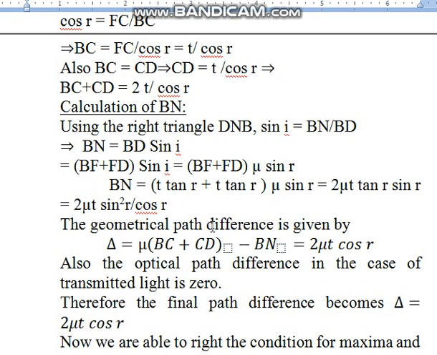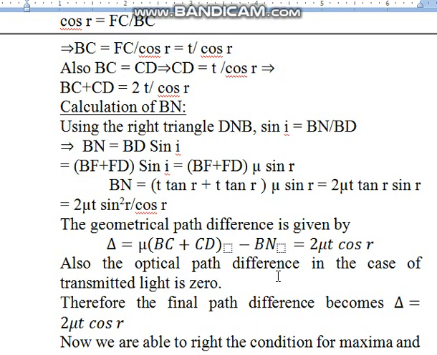Therefore the geometrical path difference is given by this. So this is the basic formula for the geometrical path difference, and whenever you put the values of BC, CD and BN, after a simple calculation you can arrive at the result twice mu T cos R. Okay, so you can compare the result with the reflected case. The path difference in both cases is the same. The geometrical path difference is the same.